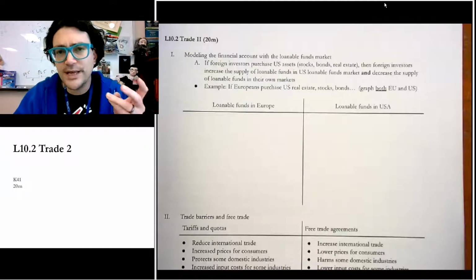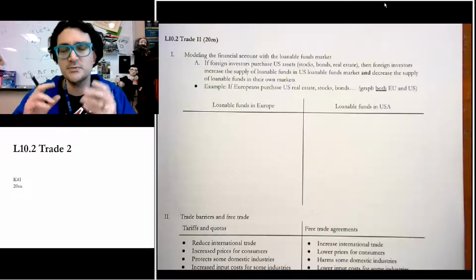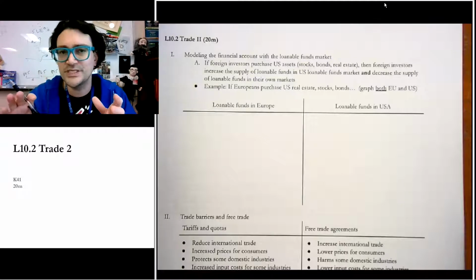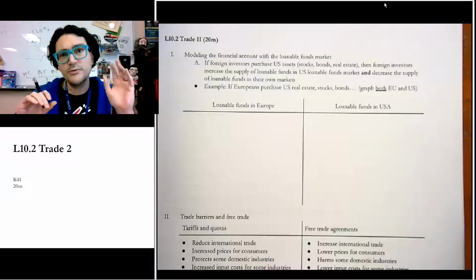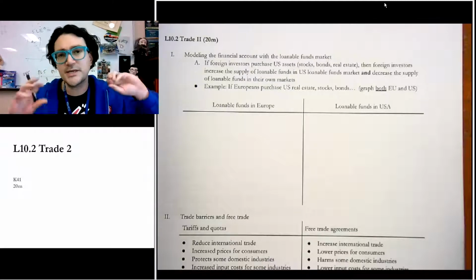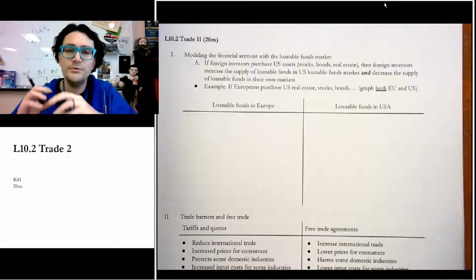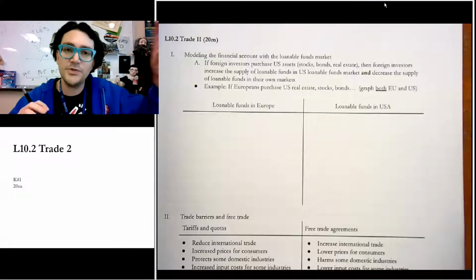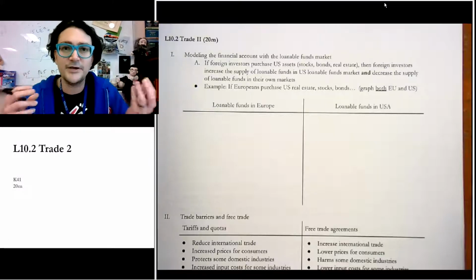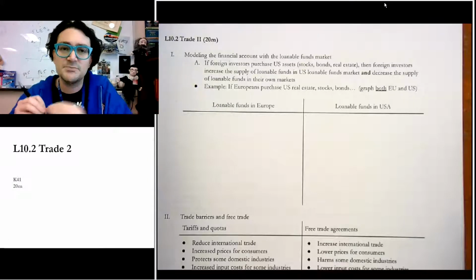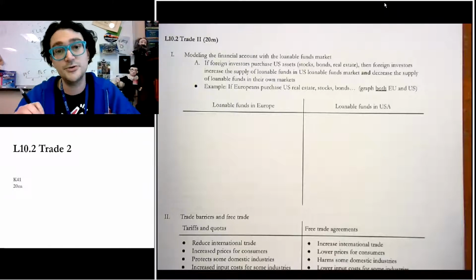And if you remember back to Unit 8, one of the shifters of the supply of loanable funds was capital flows. And I was kind of alluding to the idea that if you have one country with a really high real interest rate and another country with a really low one, money will flow from the country with the low interest rate to the one with the high interest rate. People who have their savings will want to capture that higher real rate of interest. And so the supply of both countries will change as money flows out from one to the other.